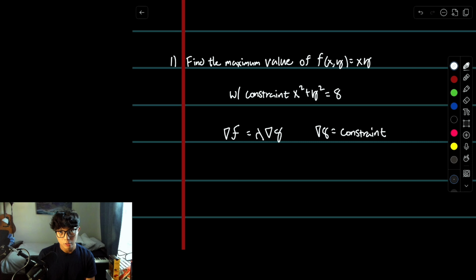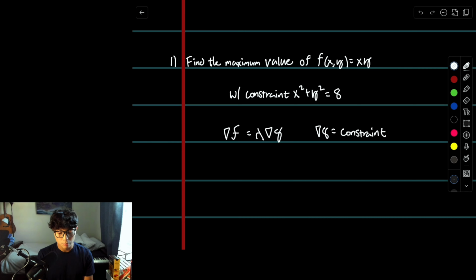Now, if you're ever having trouble finding the constraint, like let's say your equation doesn't say "with constraint" and it just gives you two of these equations, you immediately have to look for a constant. Now, does f of x, y equals xy have a constant? No. Does x squared plus y squared equals 8 have a constant? Yes, the 8 right here. So that will be our constraint.